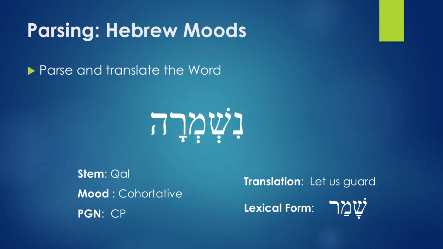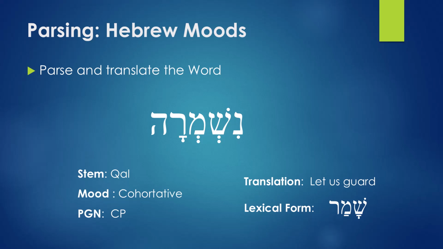Next we have nishmera. Because of that ni prefix and a suffix, this is cohortative. So the stem is qal, mood is cohortative, and the gender and number, because of the ni, this is coming from common plural. Remember, cohortative just has two forms, common singular and common plural. And this is connected to the word shamar, which means to keep. So in cohortative, ni is translated as let us. That common plural becomes let us. Let us do what? Let us guard. Nishmera, let us guard.